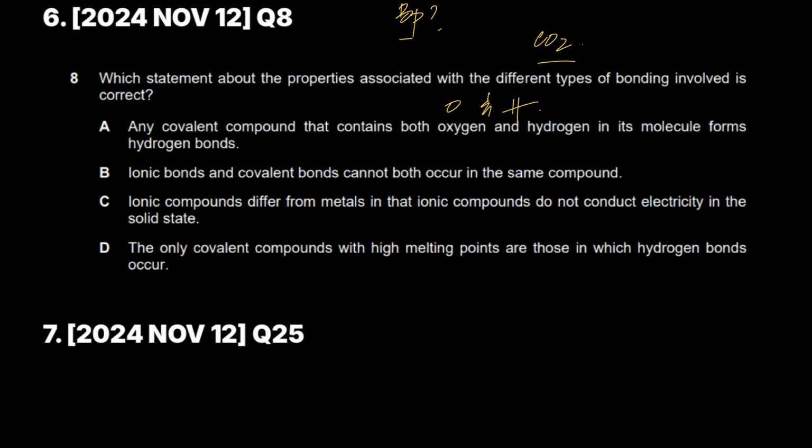That's why conceptual clarity is so important. And my advice to you guys is always read all the options and then select between the ones which you see are the closest, right? Before I give you the irrelevance of A, let me also read all the other options. So B says ionic bonds and covalent bonds cannot both occur in the same compound.